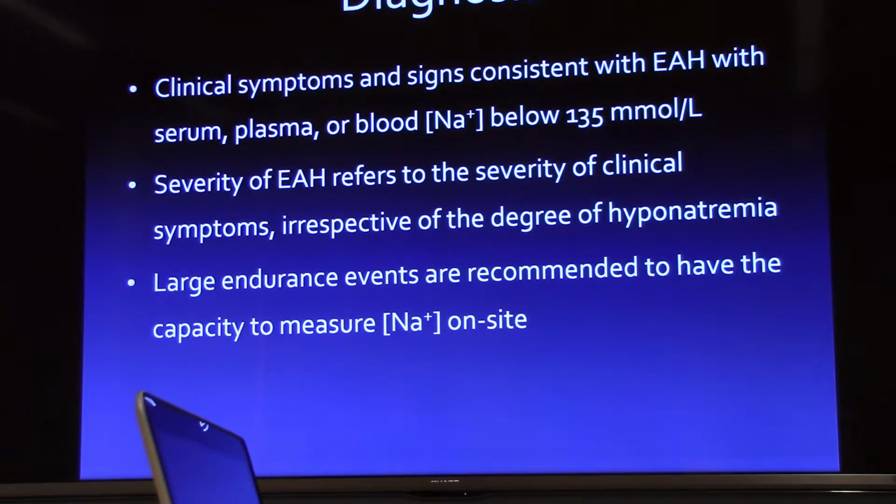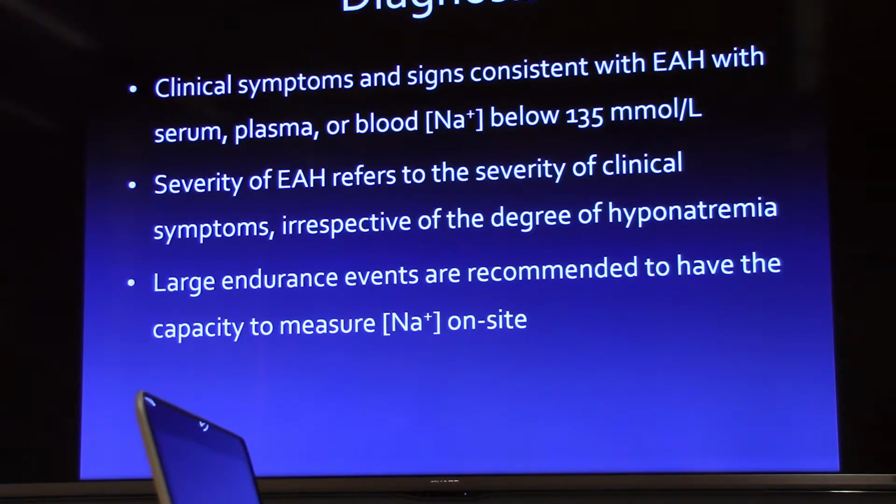The diagnosis of exercise-associated hyponatremia is made based on clinical signs and symptoms consistent with it, as well as a documented sodium concentration below 135 millimole per liter. The severity refers to the severity of clinical symptoms irrespective of the actual degree of hyponatremia, as you can actually have symptomatic cases from relatively mildly decreased sodium concentration as opposed to some asymptomatic cases that actually have a higher degree of the hyponatremia itself.